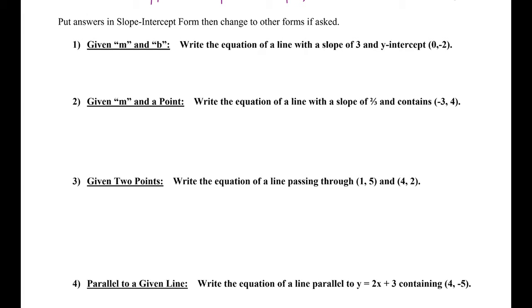For example 1, we are given the slope and the y-intercept. So if we take our equation for slope-intercept form, which is y is equal to mx plus b, I can plug 3 in for the slope, which is represented by the m, and my y-intercept is the point (0, b), which tells me that my b value is -2. So I have the equation of the line, y equals 3x minus 2.